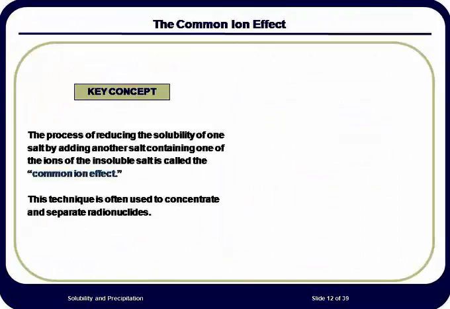The phenomenon described in the previous slide is referred to as the common ion effect. Thus, we can minimize the amount of barium ion in solution by adding more sulfate. When performing radiochemical separations, it is necessary to minimize the amount of analyte in solution. Thus, we use the common ion effect to force all the analyte into a precipitate, minimizing the amount left in the solution.